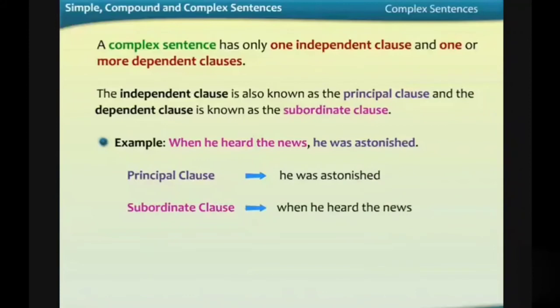Okay, let's see one example. When he heard the news, he was astonished. "When he heard the news", the pink-lettered clause, is the subordinate clause. "He was astonished" gives a complete meaning, so it can function as a main clause or principal clause. I hope, children, you understood what a complex sentence is. A complex sentence will have one main clause and one or more dependent or subordinate clauses.